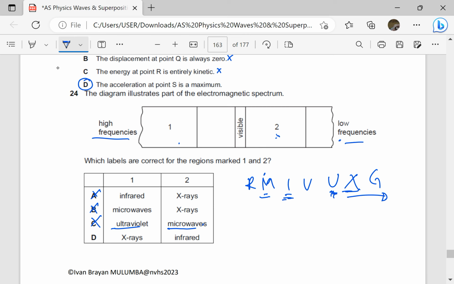D, one is X-rays and two is infrared. X-rays have higher frequency than infrared, and infrared is just next to red, which is fine. With X-rays, we are skipping one region here, which is most likely ultraviolet, before we reach our X-rays. So the answer is going to be D.